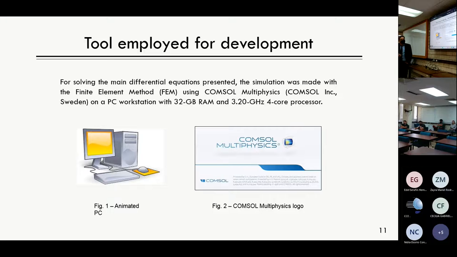For the simulation work, the tool employed to solve the equations presented before: the simulation was made with the finite element method using the software COMSOL Multiphysics on a workstation with these characteristics.